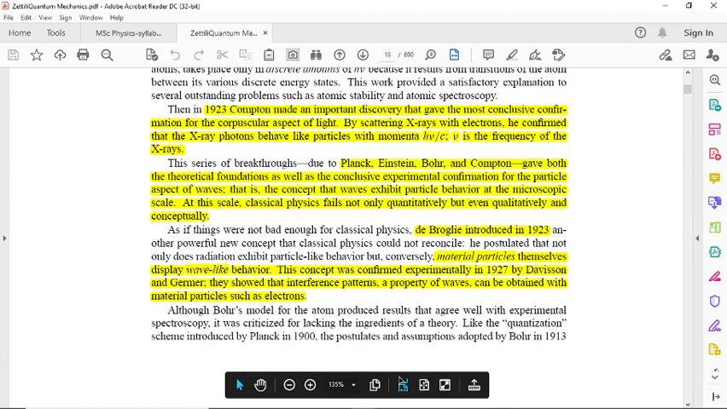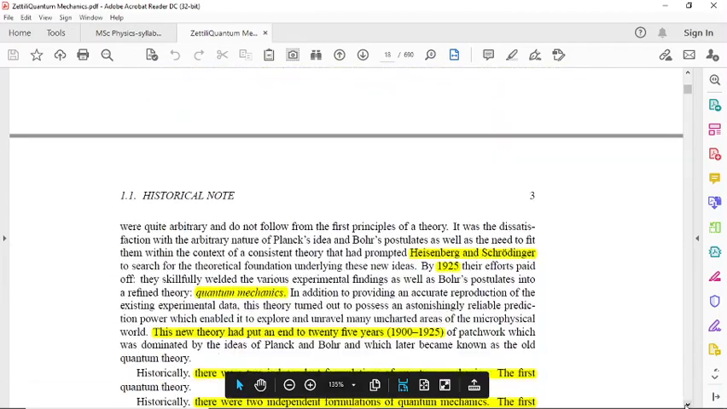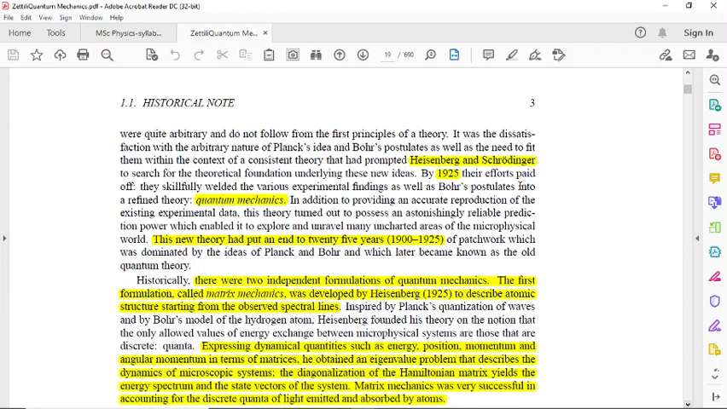We saw the Davisson-Germer experiment that proves the wave nature of electrons, where we got the interference patterns. Okay, 1927. Then during that time, Heisenberg and Schrodinger in 1925 put forward quantum mechanics.